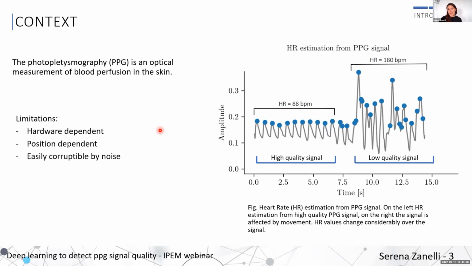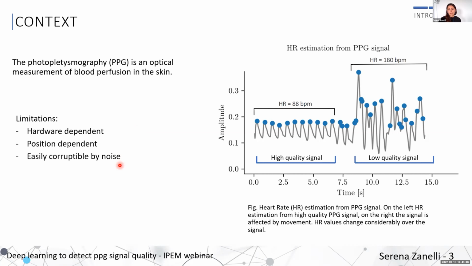So we said that PPG has a lot of advantages, but it does have some limitations too. First of all, PPG is hardware dependent. This means that based on the LED and photodetector that we choose to use, we will have a different PPG shape. It depends on, for example, the wavelength.